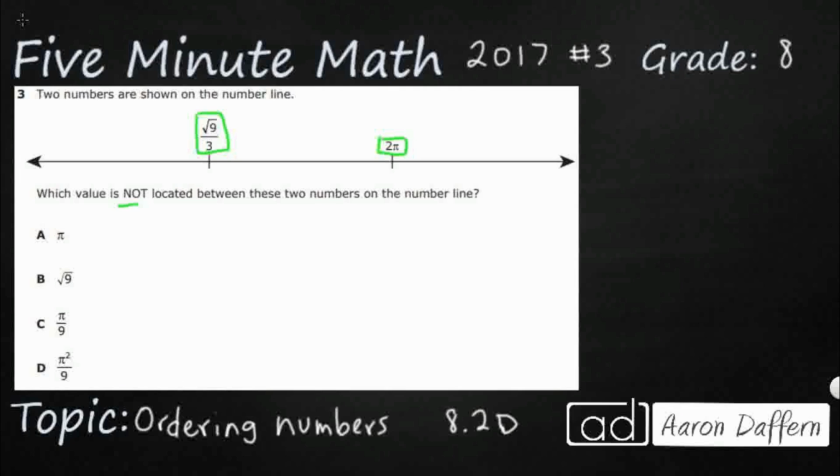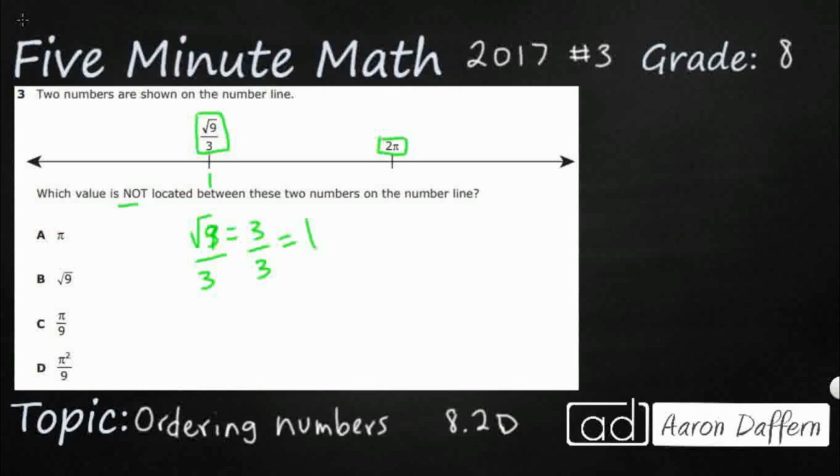So, square root of 9 over 3. Let's just take a look at that square root of 9. The square root of 9 equals 3. So the square root of 9 over 3 is really just 3 over 3. So that's just a really weird way of saying 1. Square root of 9 over 3 is literally just 1. Okay, so we're looking for numbers between 1 and 2 pi.